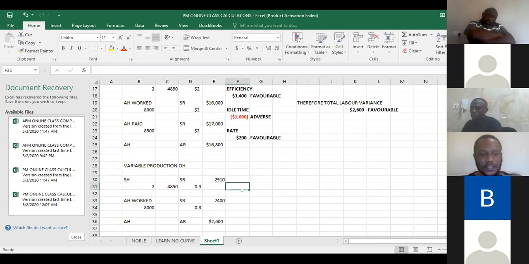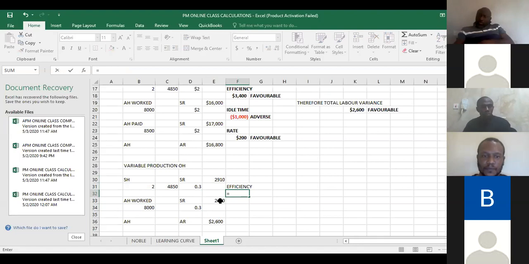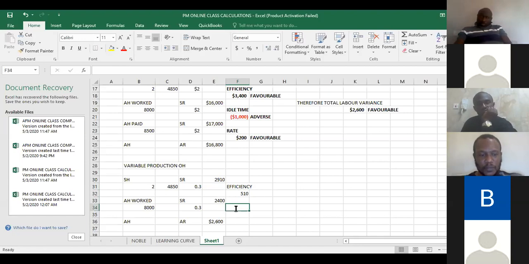So my efficiency now. My efficiency will be equal to top minus bottom. 510. And then my expenditure will be equal to top minus bottom again. -200.